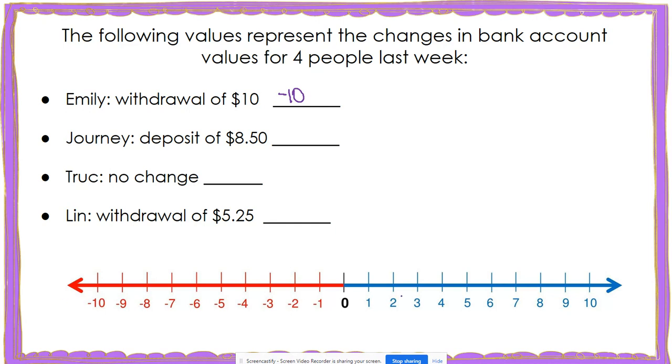You see that we have a horizontal number line again. So to get to -10, if we started at 0, we would move left 10 units to arrive at -10. So we would plot our point and label it for Emily.